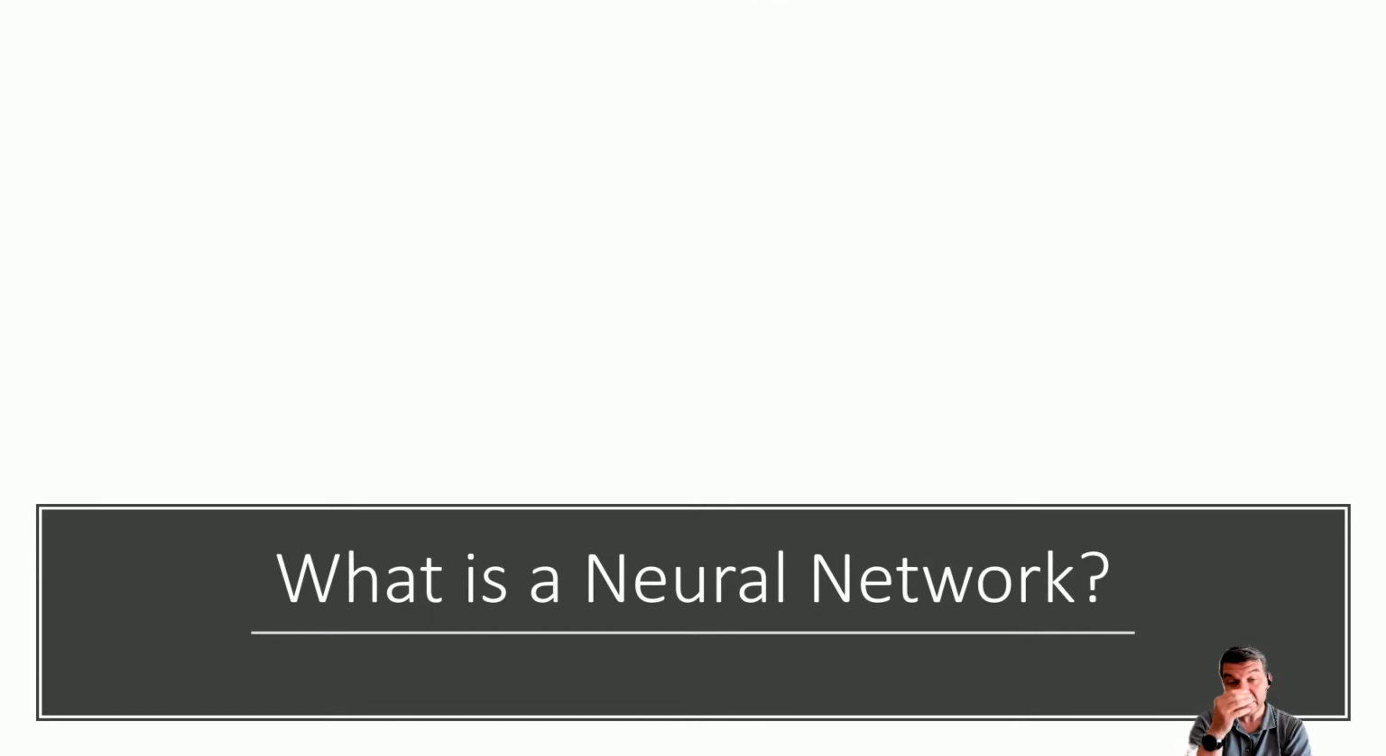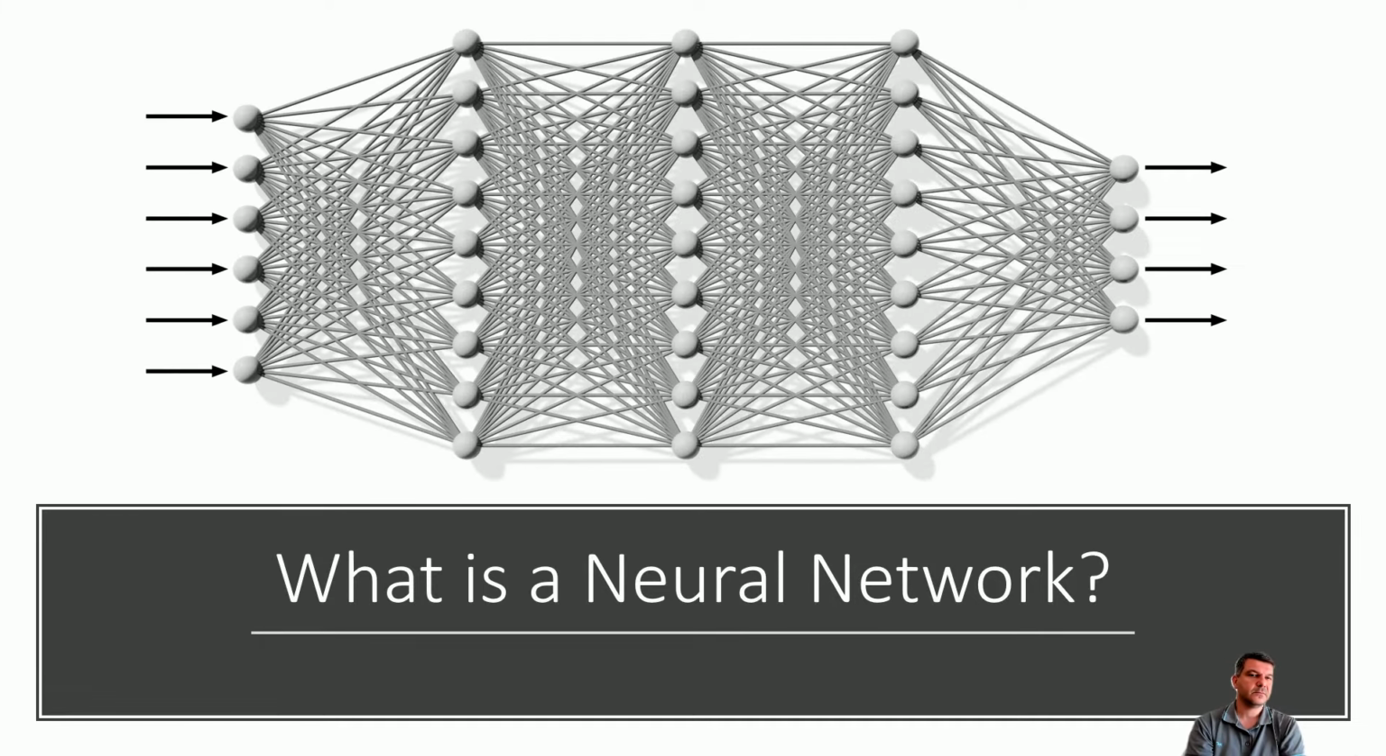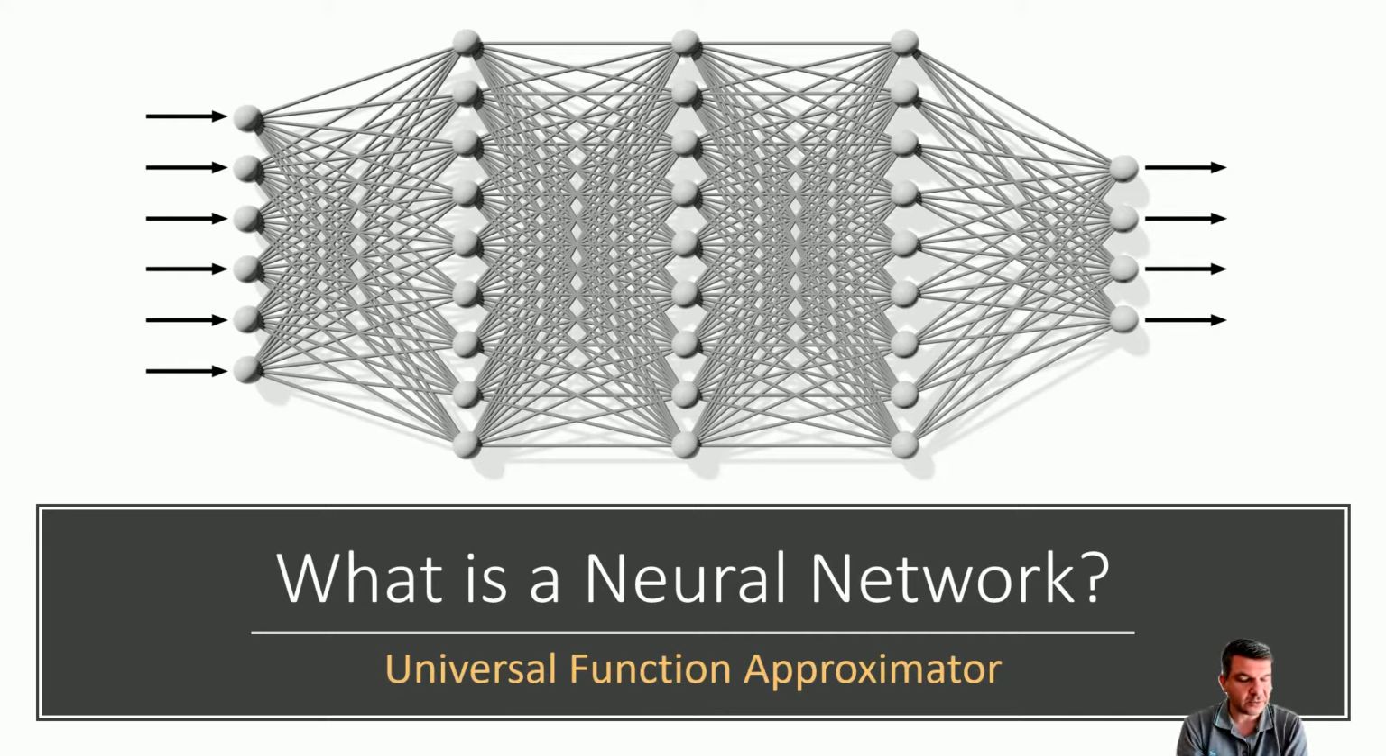So, what is a neural network? Well, a neural network really looks like this. In fact, this is a very small neural network, even though it looks a little bit scary. Now, what is a neural network? Well, in fact, it is a universal function approximator. And what do I mean by that?